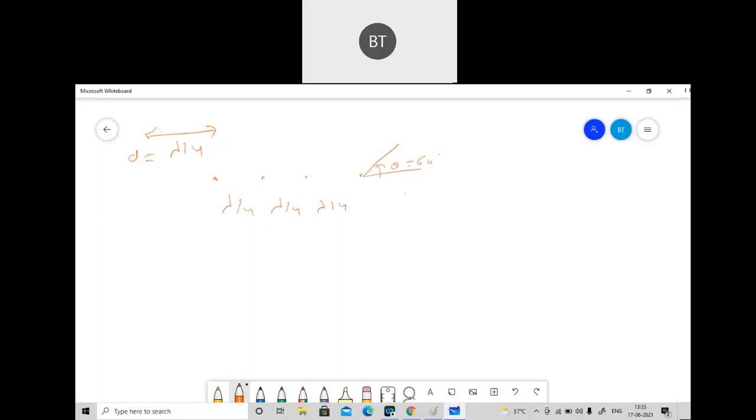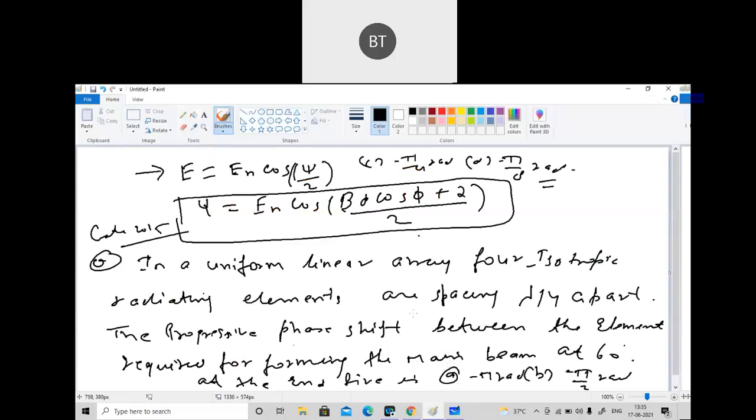So basically you have to calculate alpha. In this uniform linear array, psi will be equal to 0. You have to calculate this alpha with this formula, and the spacing was given to you, d equal to lambda by 4, and one angle was given, that is 60°. So this type of problem they are asking every time.